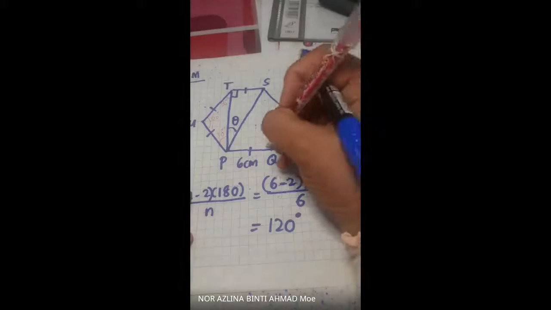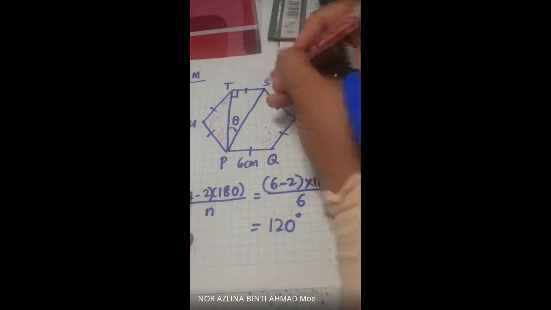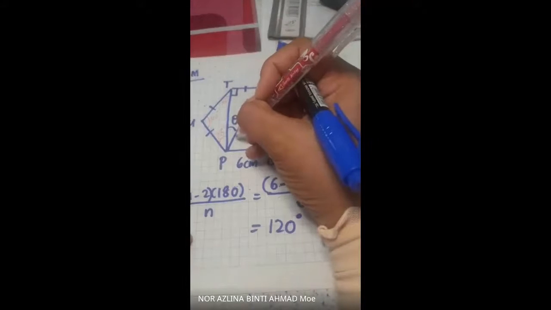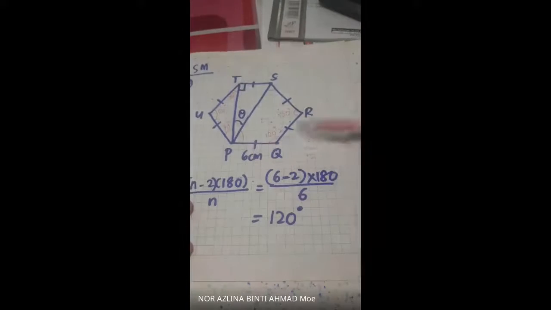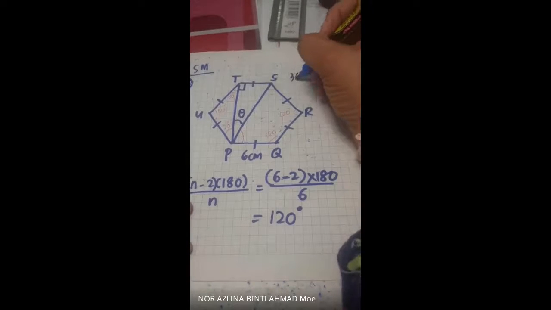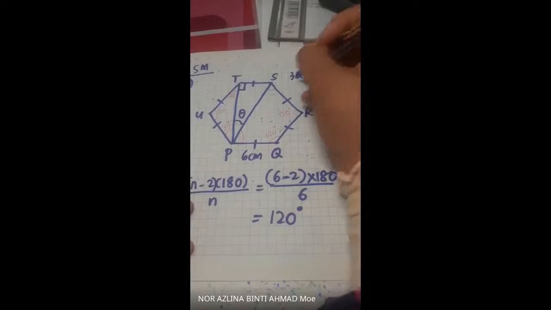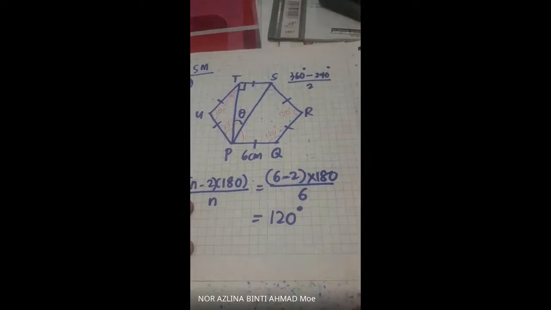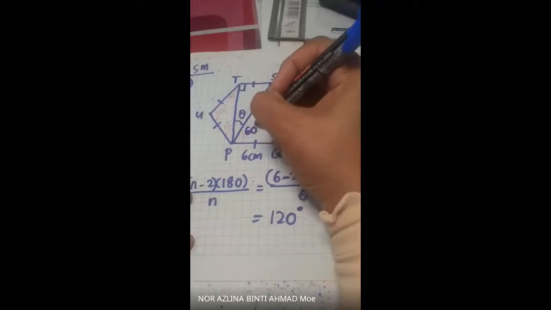Next, this is 120, 120. And here, this is equal. The total angle for a quadrilateral is 360. 360 minus 120 minus 120 is 240, divided by 2. The answer is 60 degrees. So here is 60, here also 60.